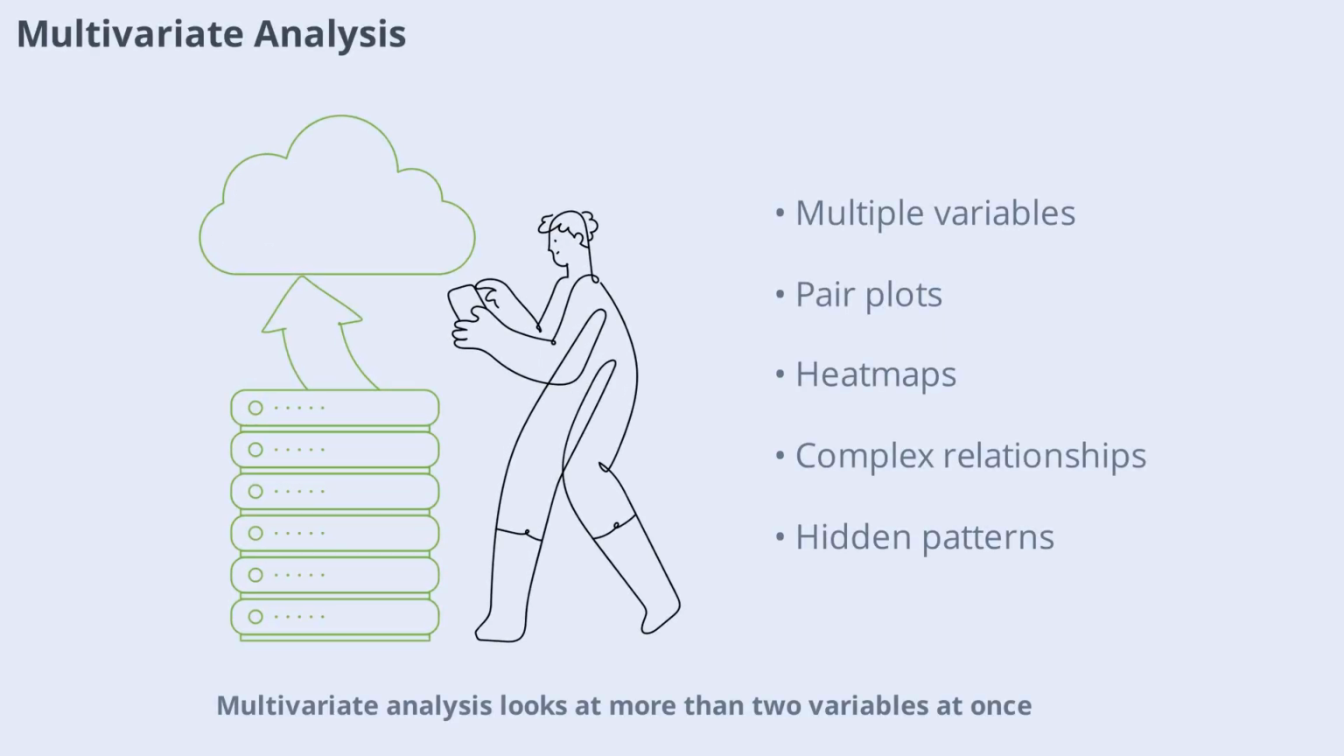Multivariate analysis looks at more than two variables at once. Techniques like pair plots and heat maps help us visualize complex relationships and interactions. This deeper analysis can reveal hidden patterns that single variable analysis might miss.